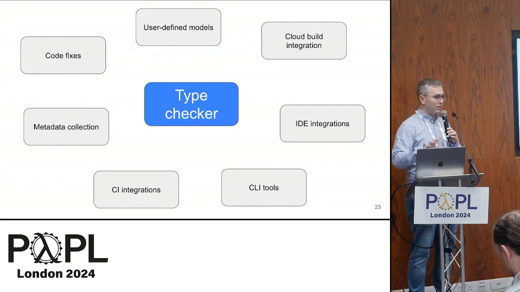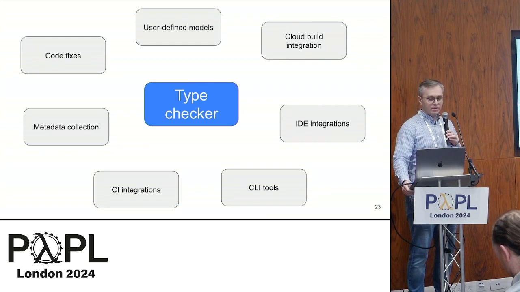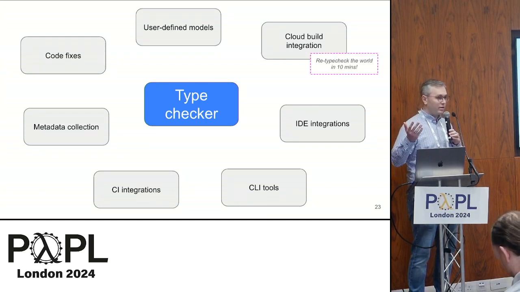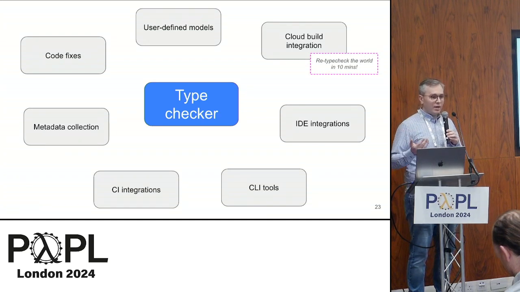There were also many other components that had to be implemented, like CI integrations, CLI tools, IDE integrations, tools to work with the user-defined models, and so on and so forth. In particular, cloud build integrations took a little while to get up and running, but in the end, we could re-type check the whole code base in something like 10 minutes, which was extremely helpful to iterate on the analysis and understand the impact of our changes when we were experimenting with the type checker.